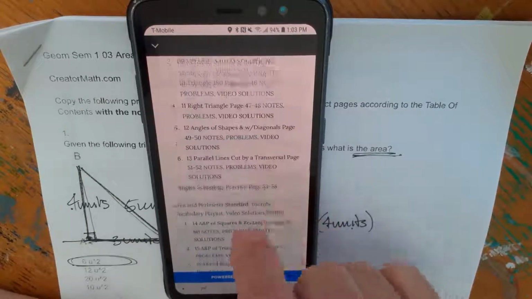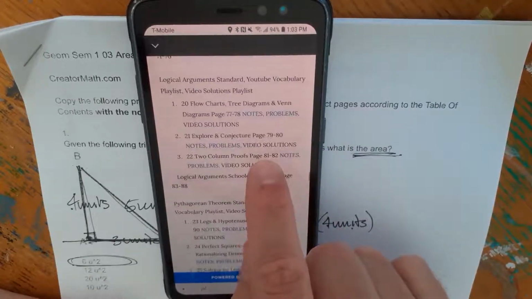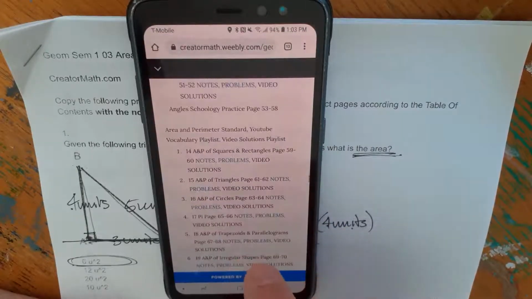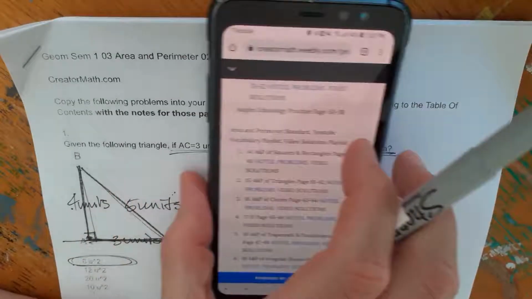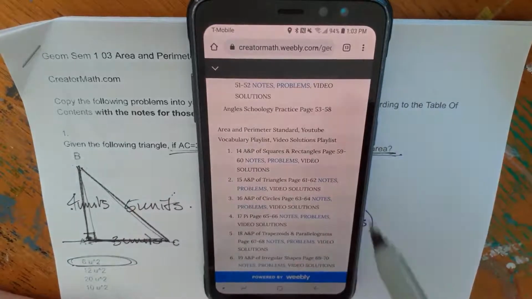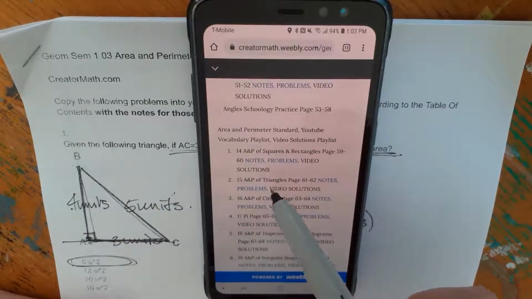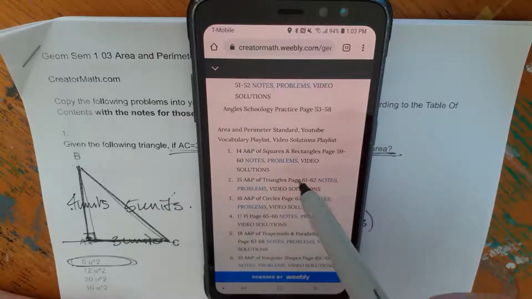We're going to find the lesson that we're in. And it is Area and Perimeter. We are on lesson number 2. So 1, 2. It's this one here. Area and Perimeter of Triangles, page this.